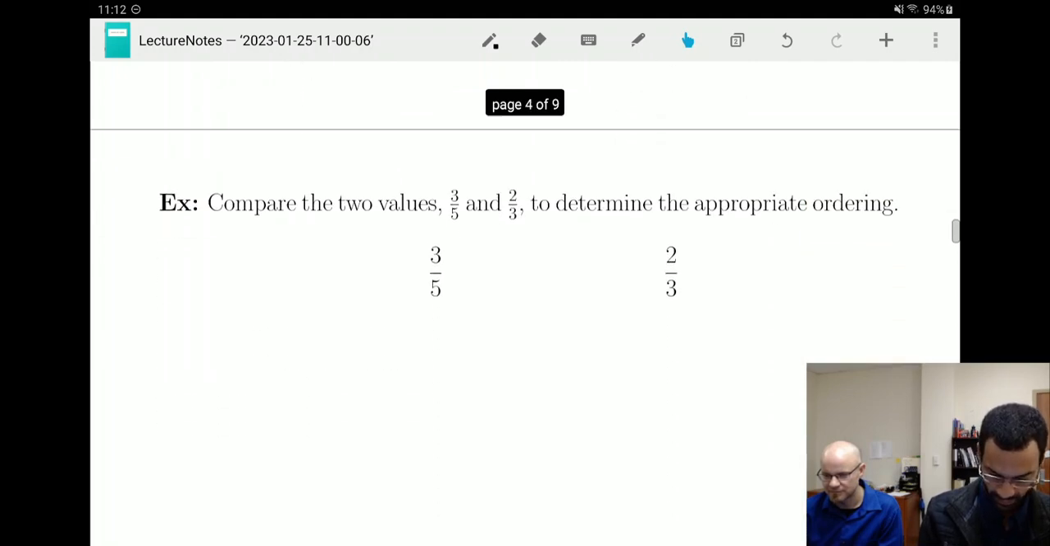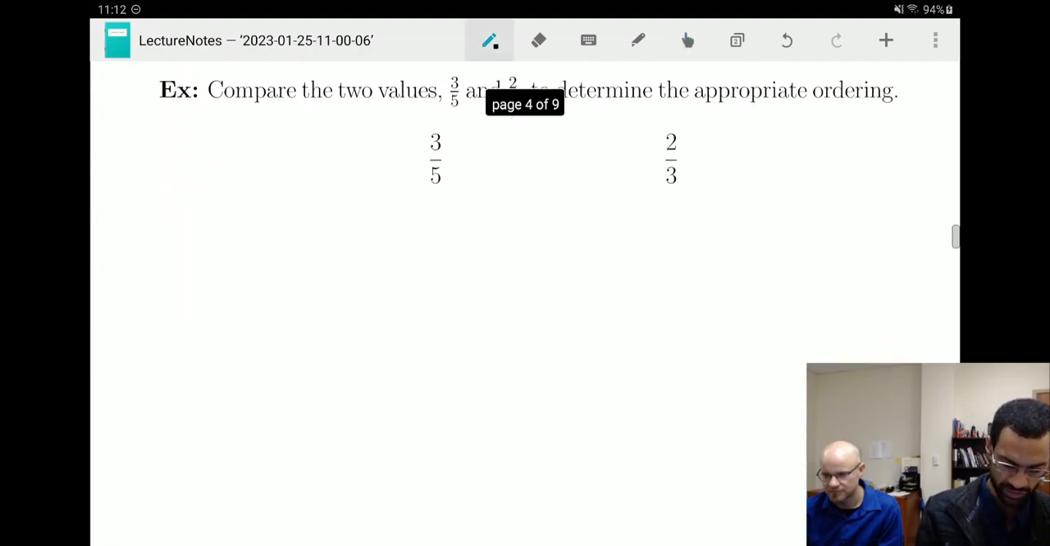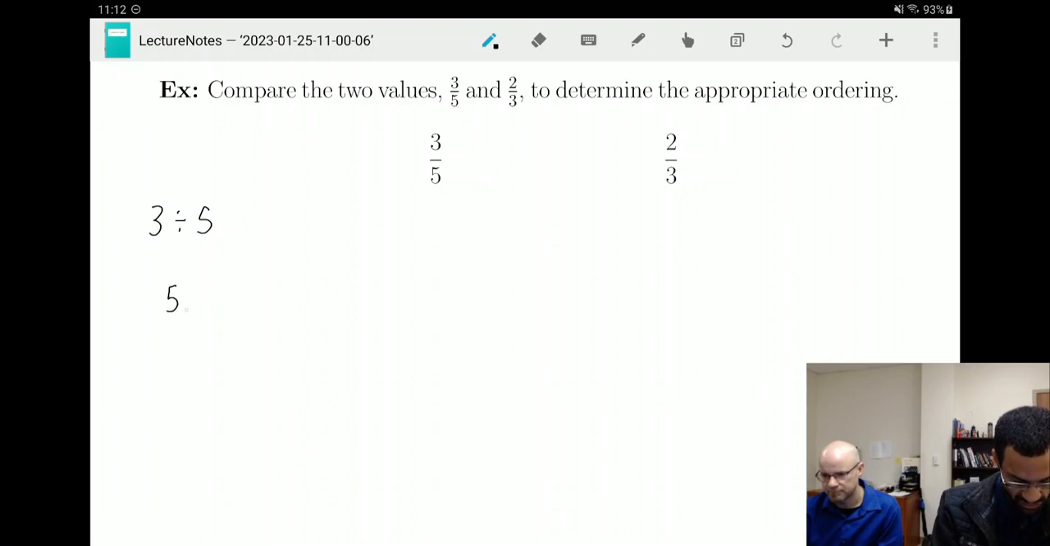Okay, let's talk about comparing 3/5 and 2/3. Let's see if we can compare their sizes and decide which one's bigger and which one's smaller. There are different approaches to this. I think the usual way people first learn how to do this is just to divide it out and get a decimal approximation for the values. So if I wanted to convert 3/5, I have to remember that that means 3 divided by 5. And that means 5 goes into 3.